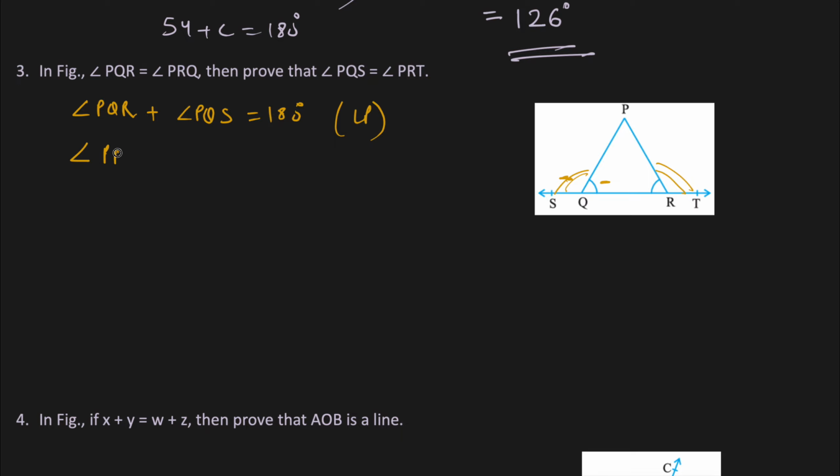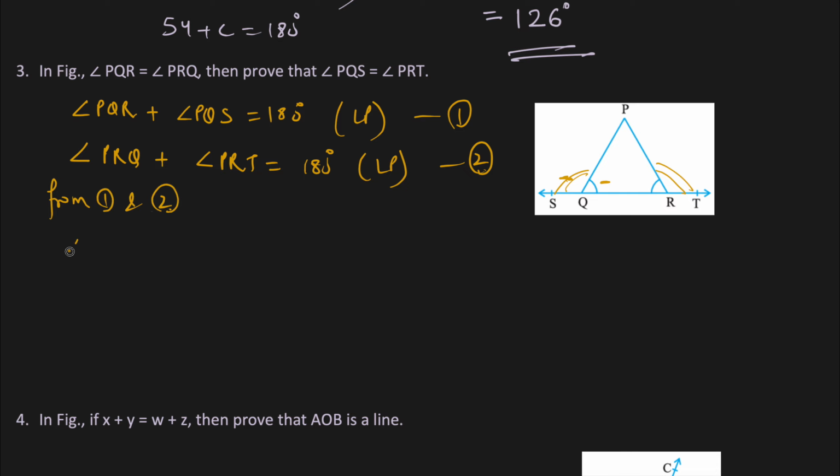Same way, angle PRQ plus angle PRT, also 180 degrees, linear pair. Equation number 1, equation number 2. Now both are equal to 180. So from 1 and 2, what do we get? Angle PQR plus angle PQS is equal to PRQ plus PRT, right? Both were equal to 180. So things which are equal to the same thing are equal to each other. We are using that axiom here.